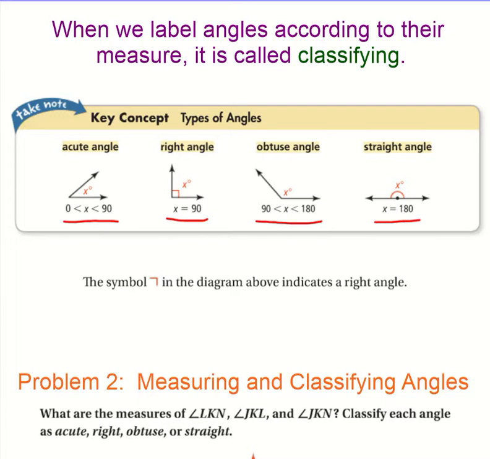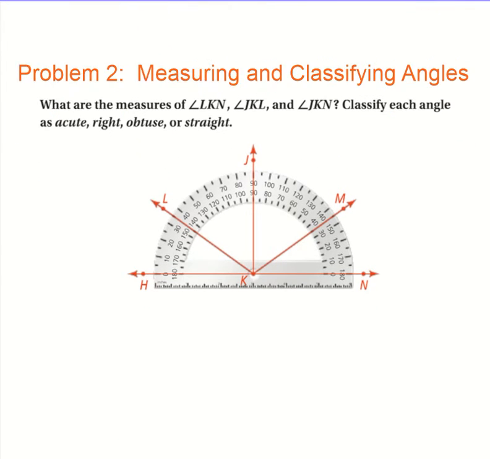And the way I remember straight angles is I think of a straight line. A straight line is 180 degrees. A straight angle is 180 degrees. And if you look at that corner symbol up here in the right angle, that indicates the right angle. So if you ever see that, they're giving you the angle measure. They're telling you it's 90 degrees.